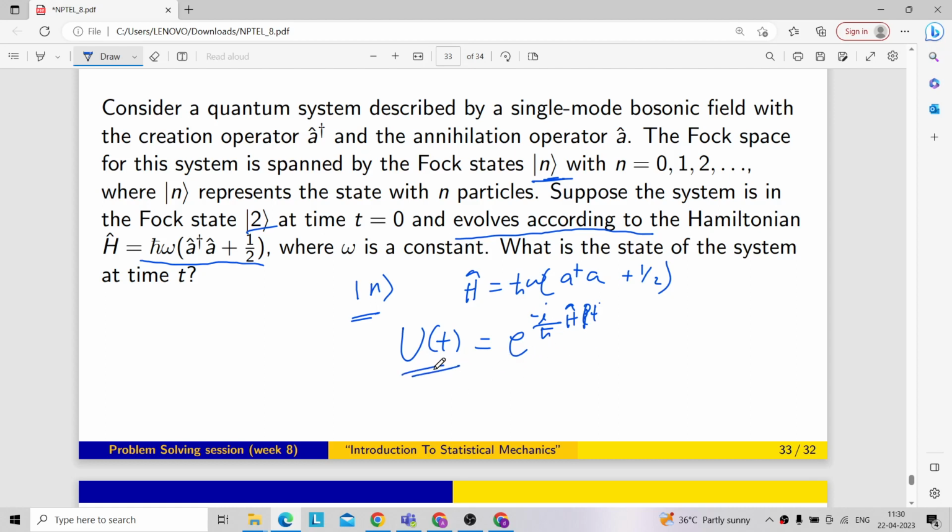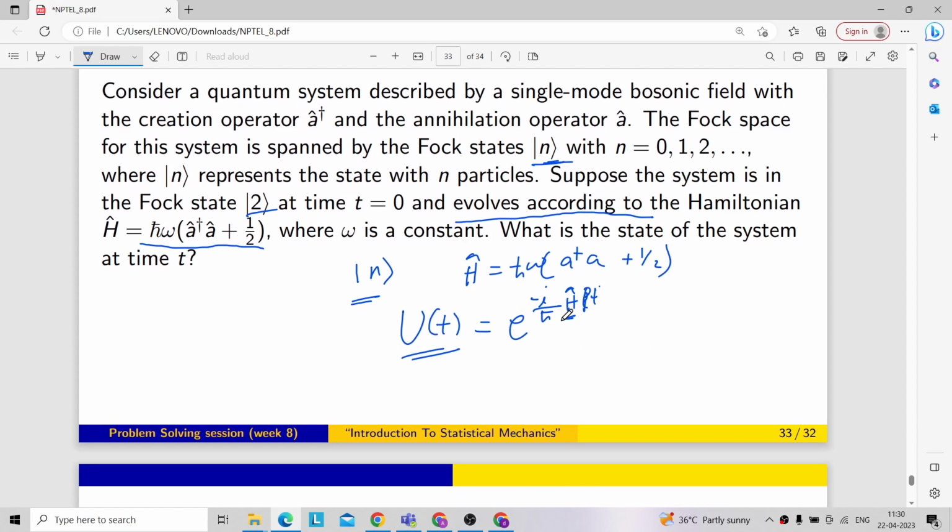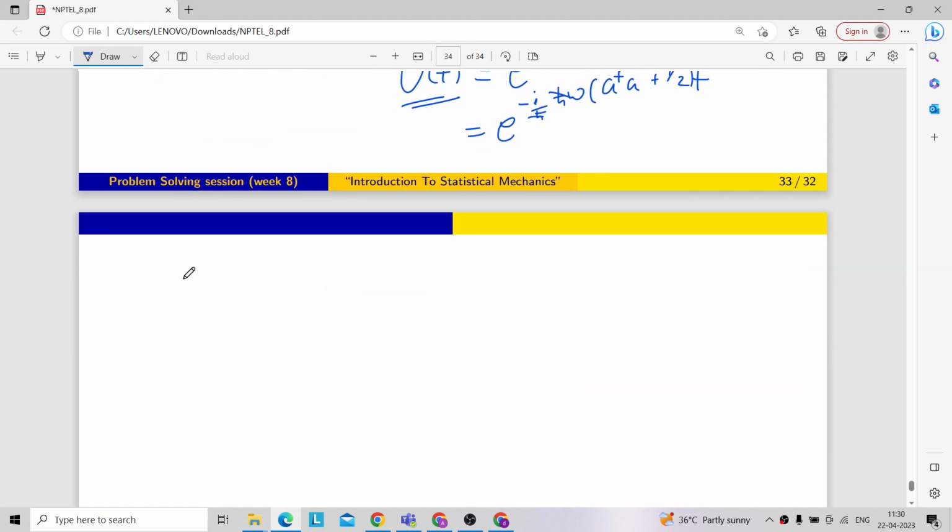So this unitary operator will encode the information of evolution of the states with respect to time. So you see this function is dependent on the Hamiltonian, so I can rewrite this as minus i over h cross times h cross omega (a dagger a plus half) into t, right? So h cross cancels. This is U(t) simply e to the power minus i omega (a dagger a plus half) t, right?